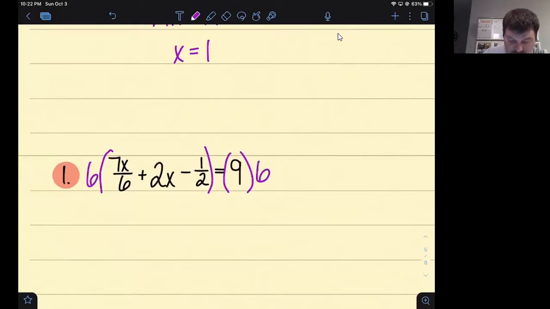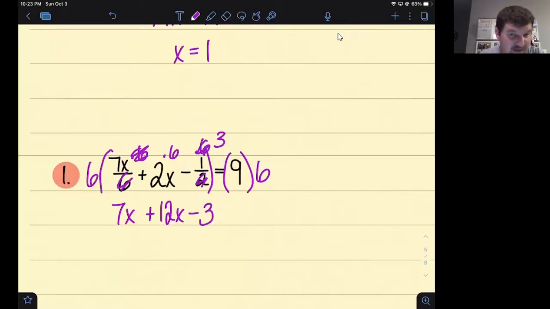And so when I distribute that, because I'm multiplying the entire side by 6, not just one term, really what I'm doing, since I'm distributing, is multiplying everything by 6. The 6 is going to cancel out with that dividing by 6, just leaving me 7x. Nothing to cancel out with the 2x, so this is going to give me 12x. Half of 6 is 3, so the 2 cancels out with the 6 to make 3. And that's going to give me negative 3, because it was a negative 1/2 times 6, equals 54.